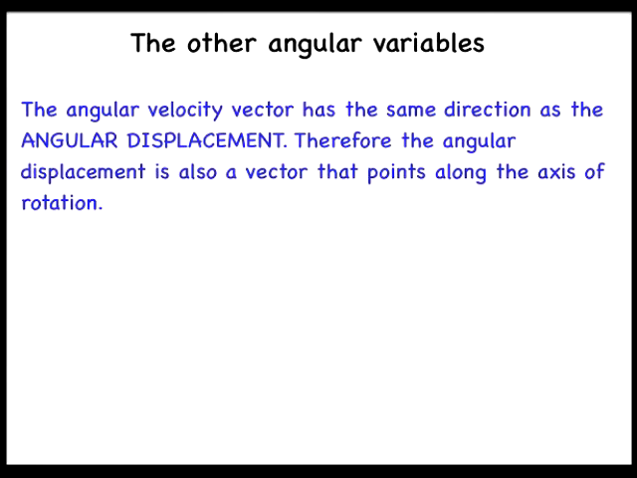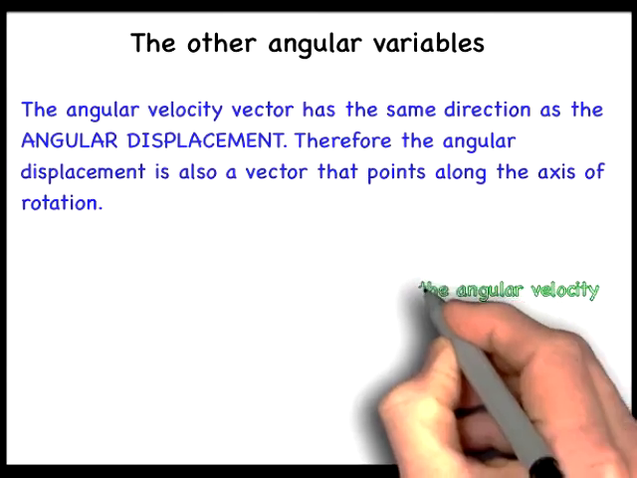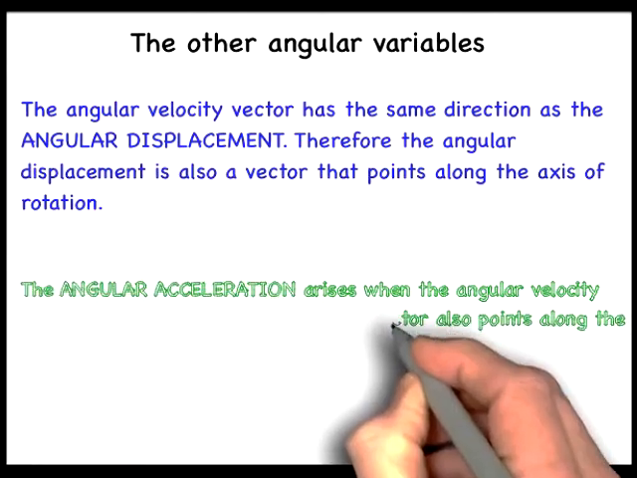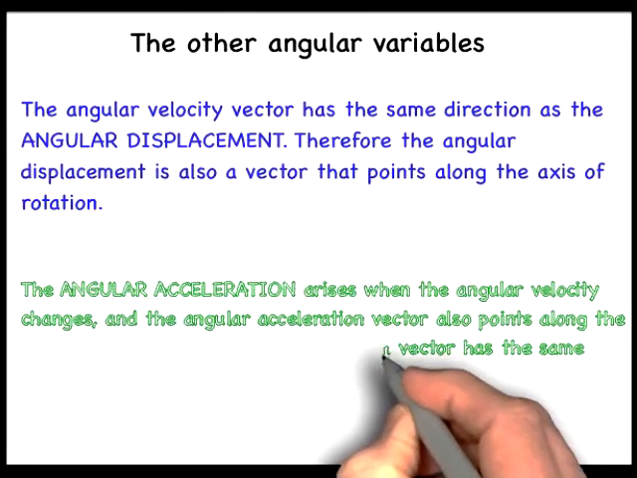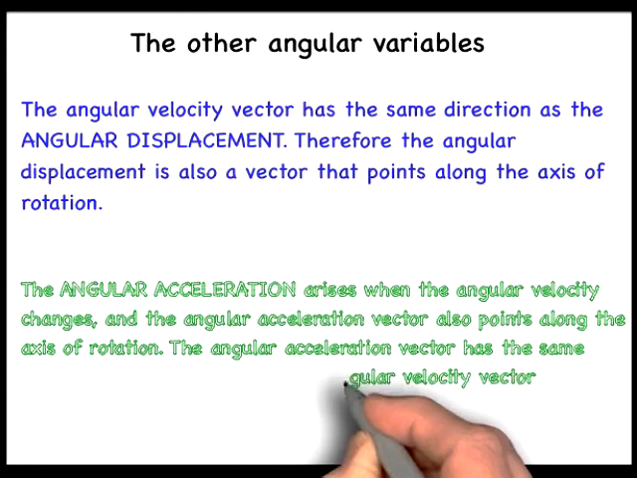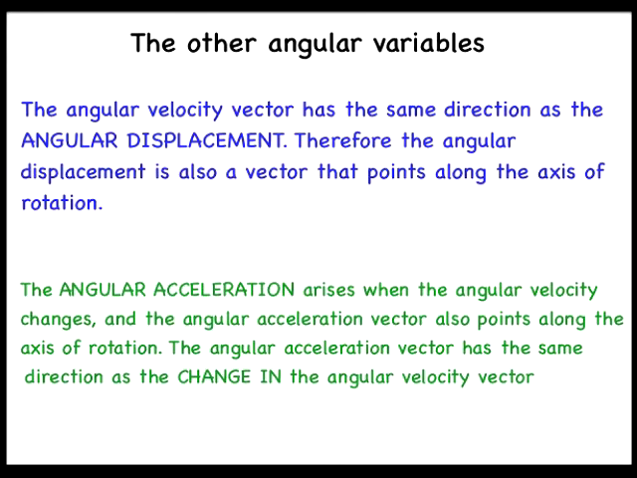Finally, an angular acceleration arises when the angular velocity changes, and the angular acceleration also points along the axis of rotation. The angular acceleration vector has the same direction as the change in the angular velocity vector.